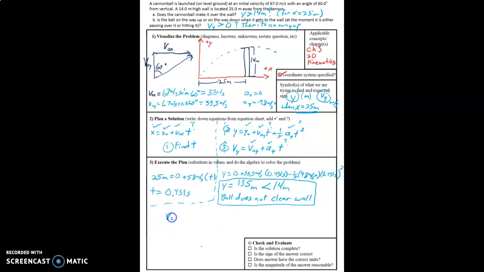And then we can find Vy, which is equal to 33.5 meters per second minus 9.8 meters per second squared times 0.431 seconds. And we get a Vy of 29.3 meters per second. That makes sense. After less than half a second, this cannonball, which was launched pretty quickly, is still going upward. So this is positive Vy, on its way up.